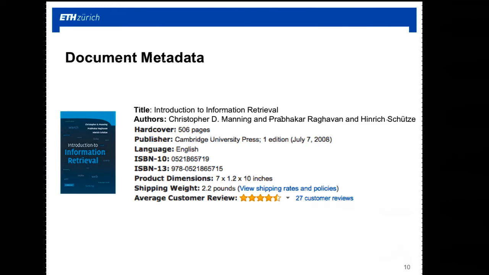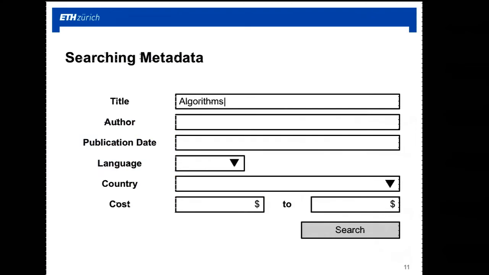I don't know if people buy their books according to their sizes, but you could also technically do that. The shipping weight, maybe you have constraints on the weight, the customer review, and so on and so on. So you see that we don't have just the free text of the book. We also have all of this metadata. And people actually use that. Like on Amazon, you actually search through the metadata.